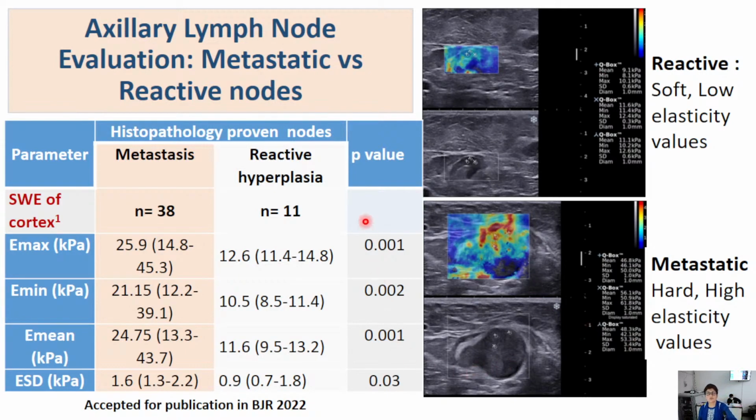This was a study which was done in our department, and it has been recently accepted for publication in BJR. And it is evident here that the E max, E minimum, mean, all the values, quantitative assessment has got significant value in discrimination between a metastatic node and a reactive hyperplasia in the axillary node.